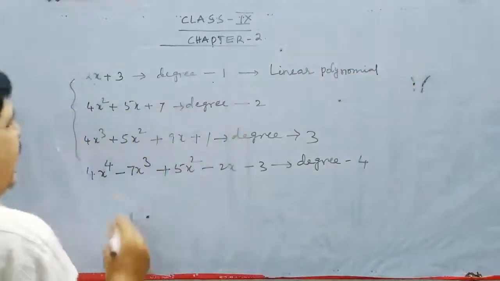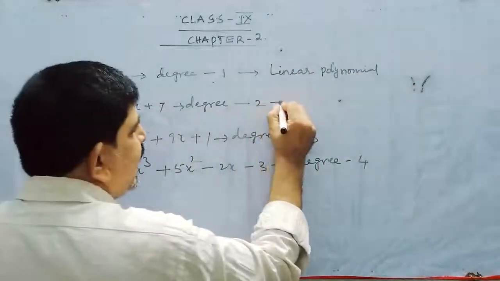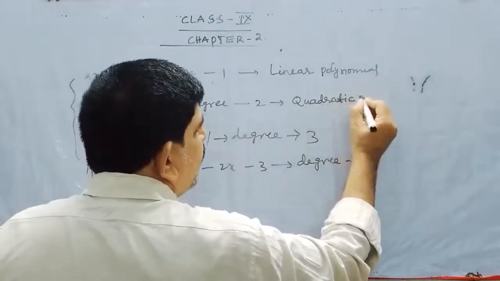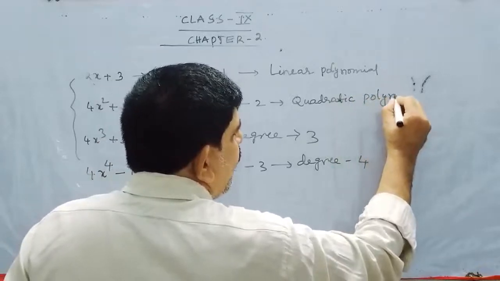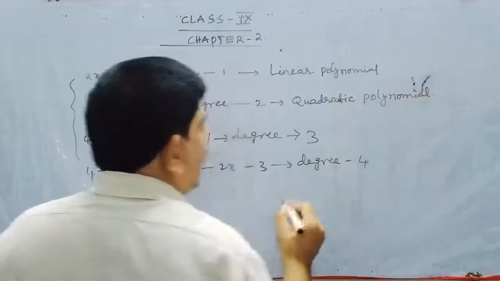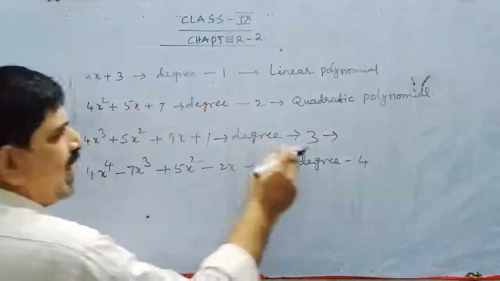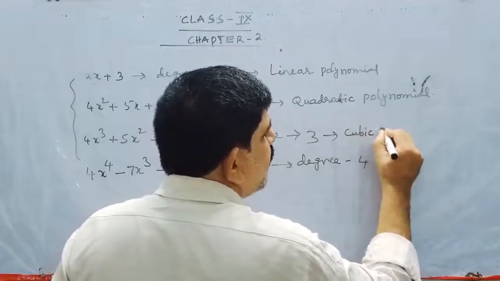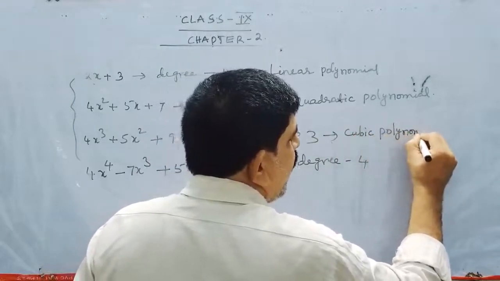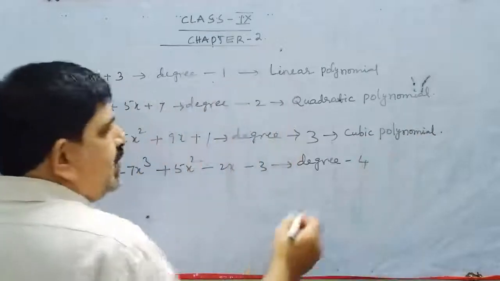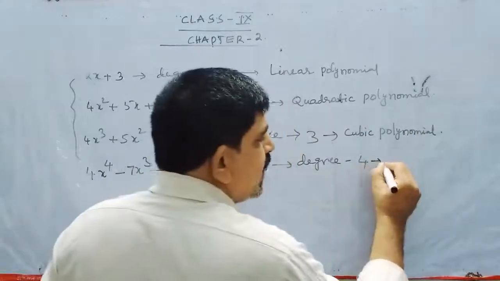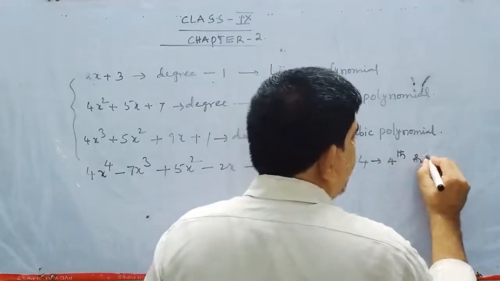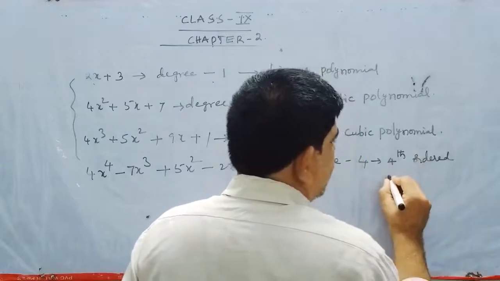If the degree of the polynomial is 2, then it is known as a quadratic polynomial. If the degree of the polynomial is 3, then it is known as a cubic polynomial. If the degree of the polynomial is 4, then it is known as a fourth ordered polynomial.